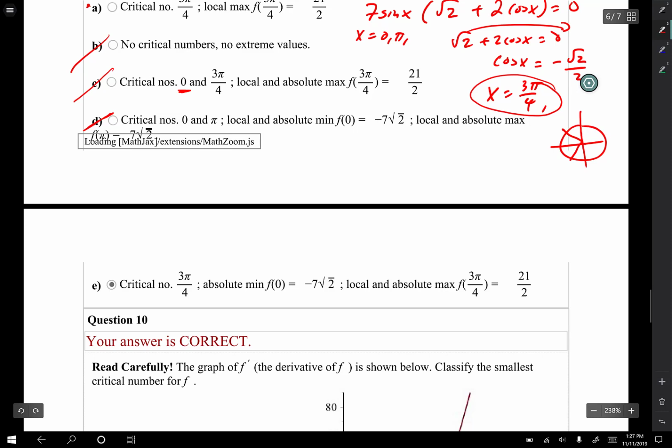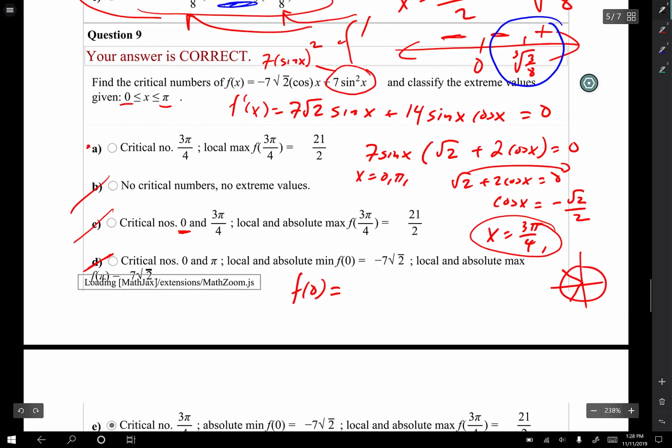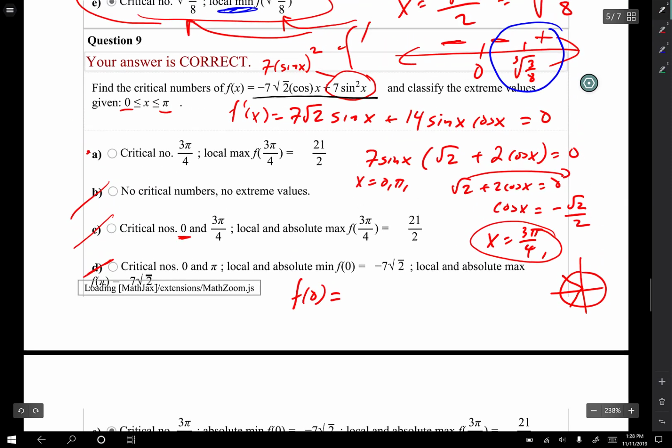Well, let's just do it like if we didn't know, right? So, test f of 0. I plug in 0 into this. So there is like a hiccup there. It shouldn't have the parenthesis like that. It should actually have that parenthesis around the x. Anyways, f of 0, sine of 0 is 0. Cosine of 0 is 1, so you'll get negative 7 square root of 2.